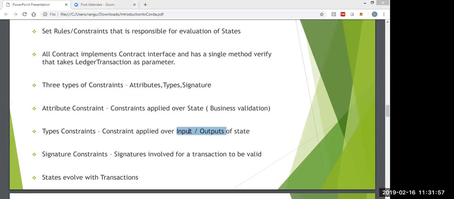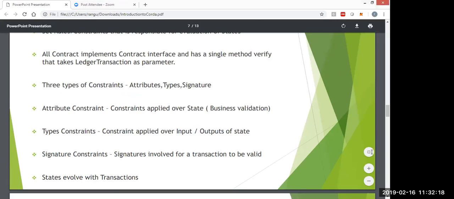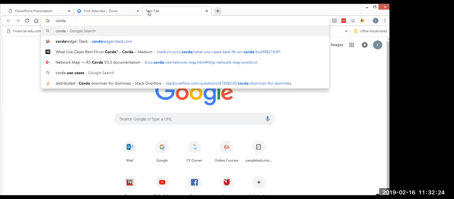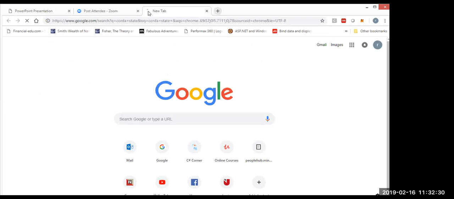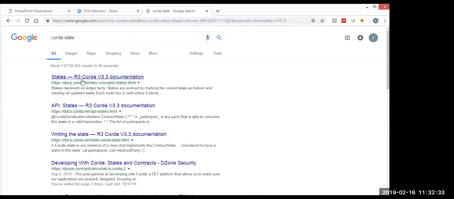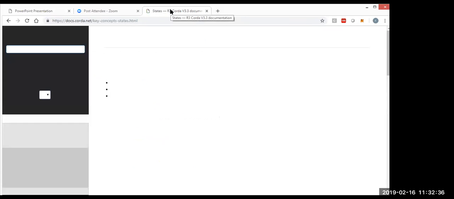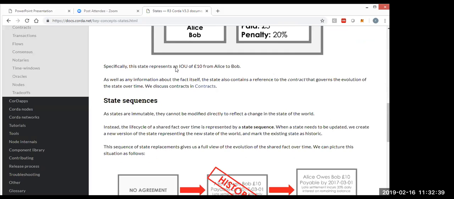Right, Bharat says states are not clear. So you are clear with state, right? What state is in Corda? Can I explain with a diagram? Yeah, I'll do that. I think I have one. Sorry, I didn't have it in the PPT. Right. You see this?